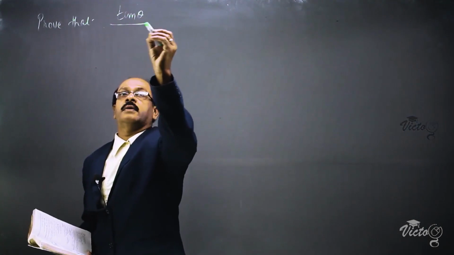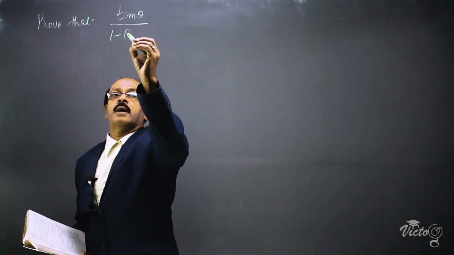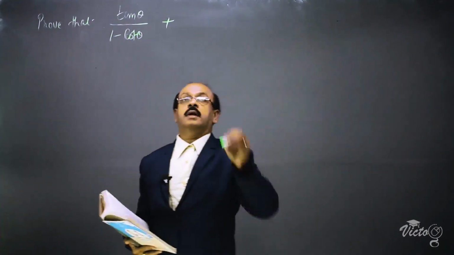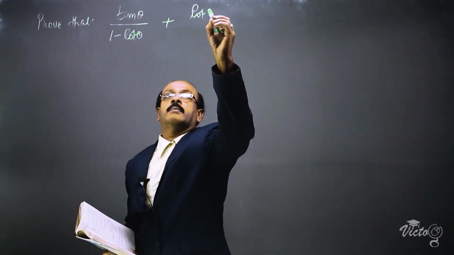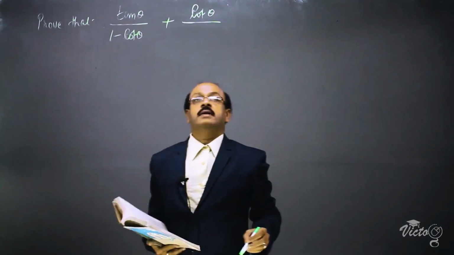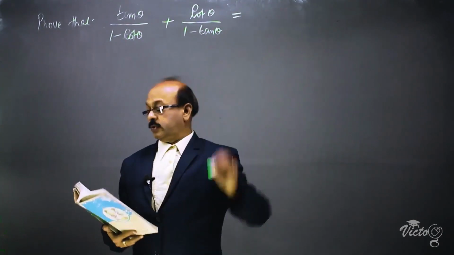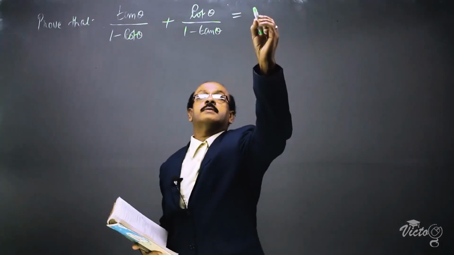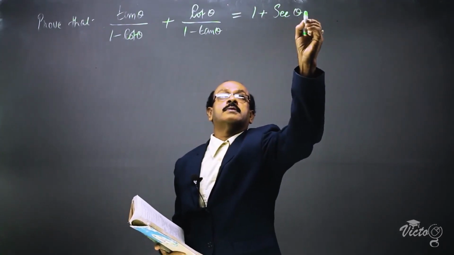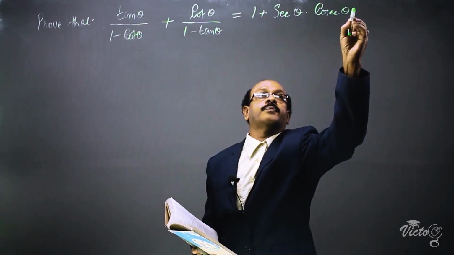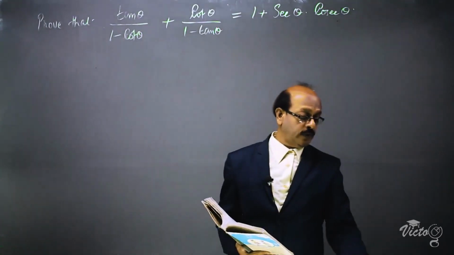Okay, next question is: prove that tan theta divided by 1 minus cot theta, plus cot theta divided by 1 minus tan theta, is equal to 1 plus sec theta into cosec theta. This is the question we have to prove.